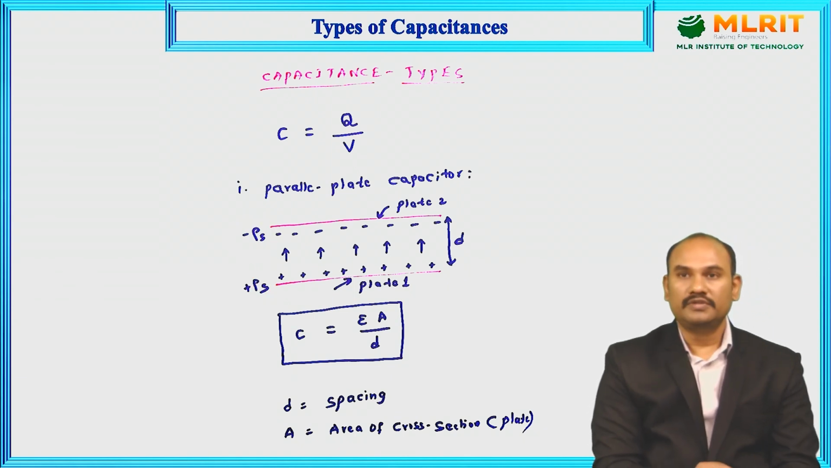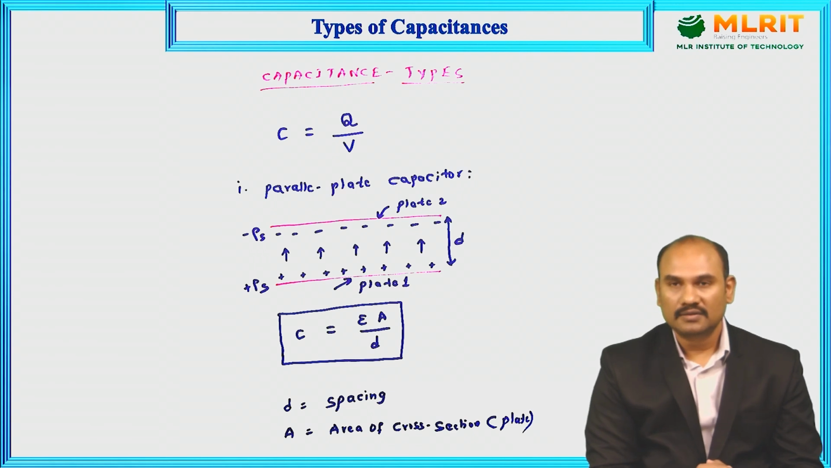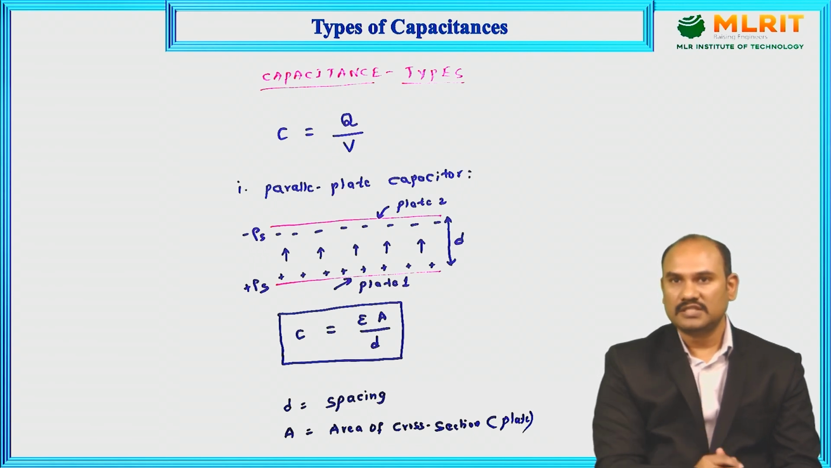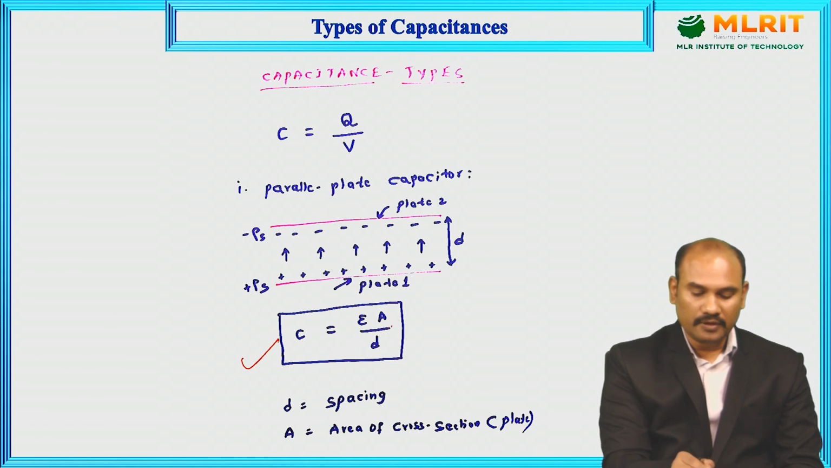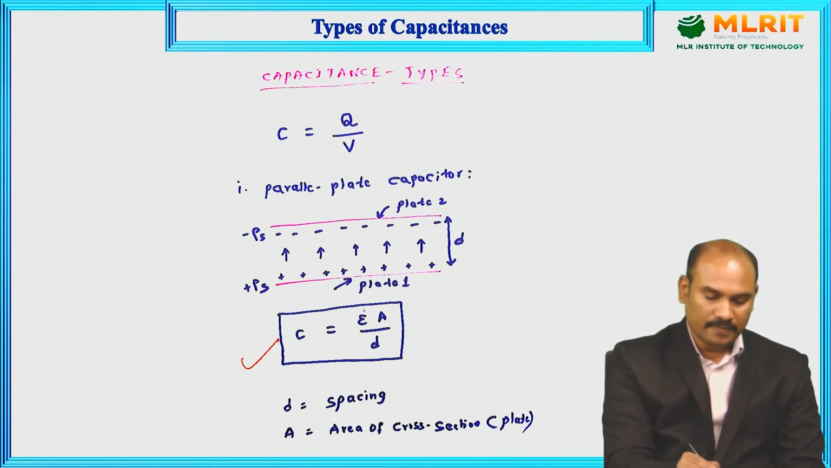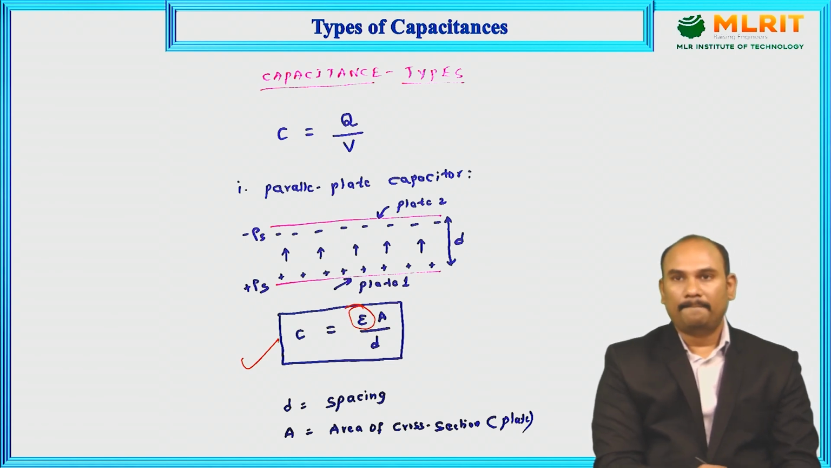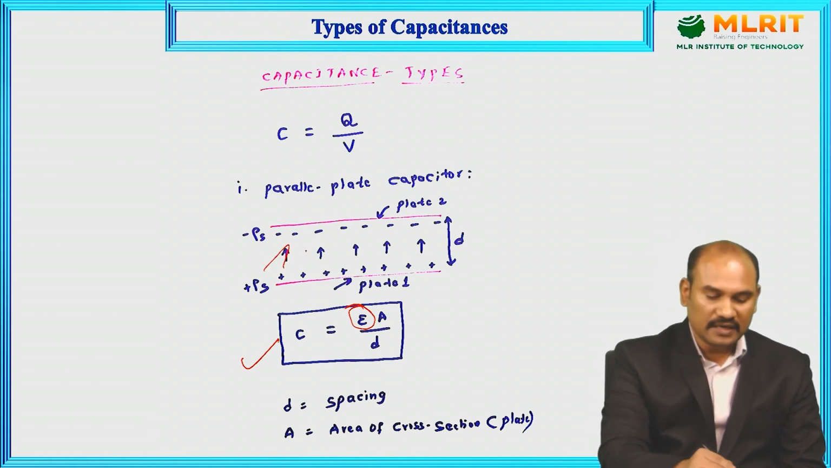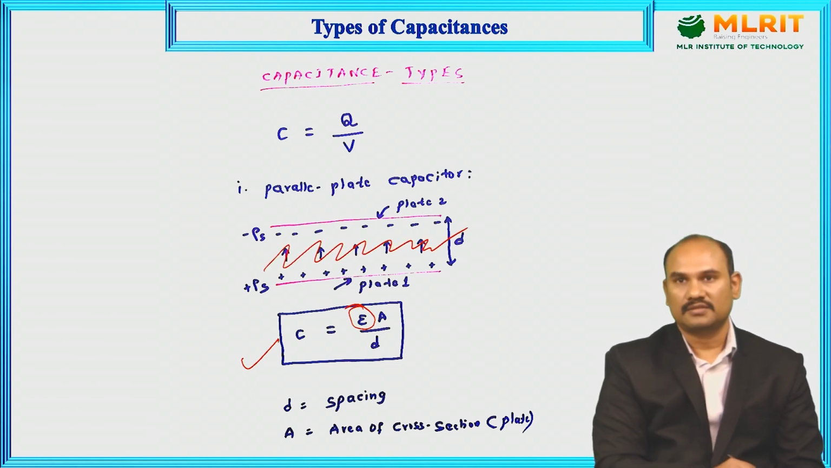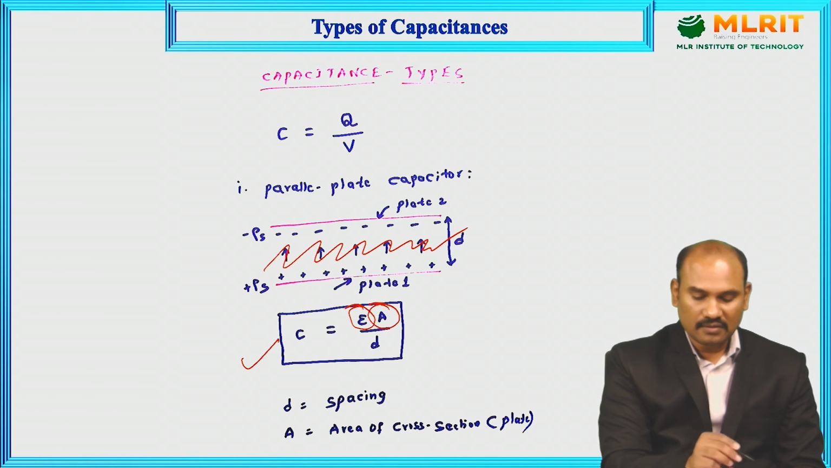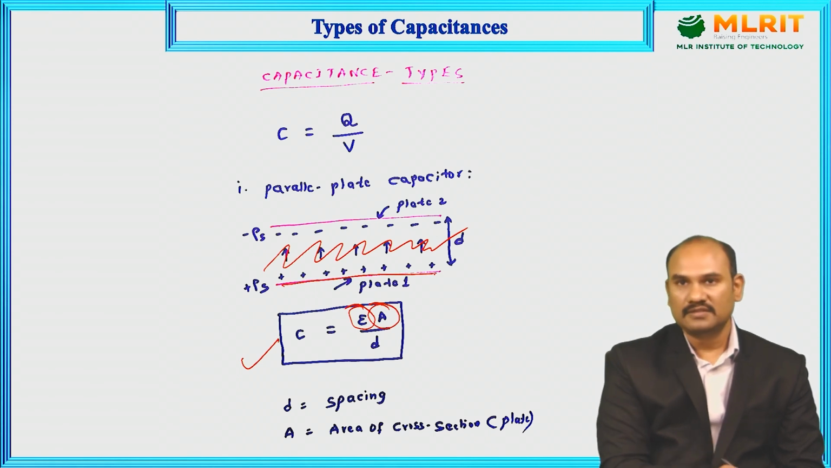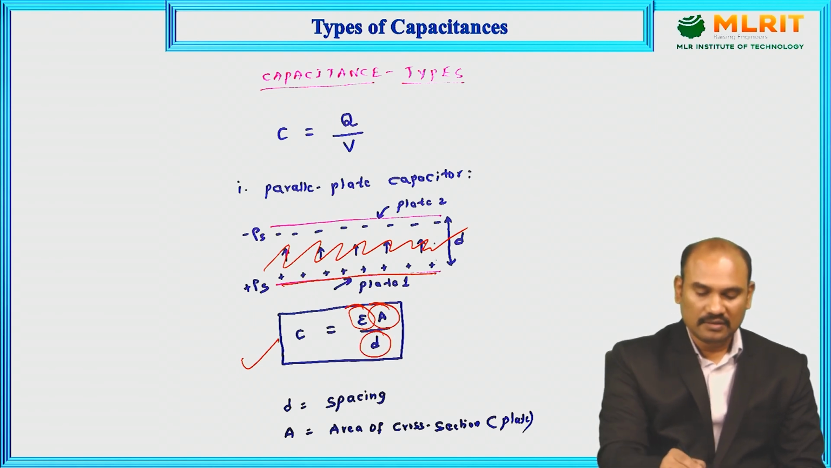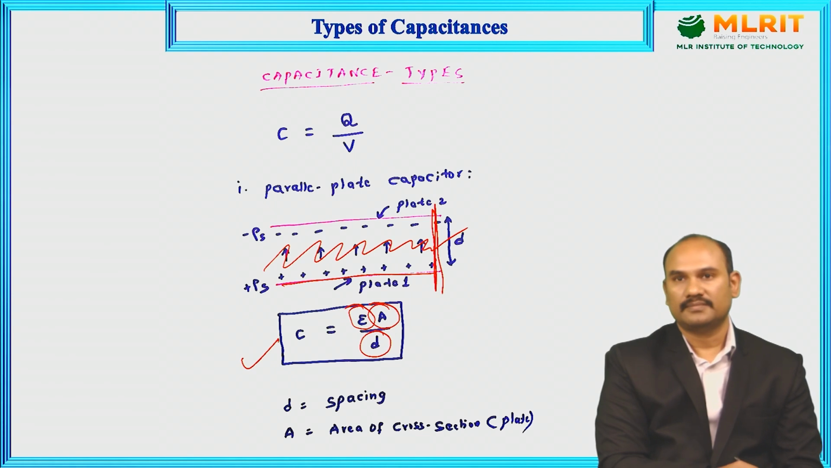So how do you evaluate the capacitance of such geometry, a parallel plate capacitor? That is given by C equal to epsilon A by D. Epsilon is the permittivity of the material that is filling the region between the two plates. A stands for the cross-sectional area of the plates. D stands for the spacing between the plates.